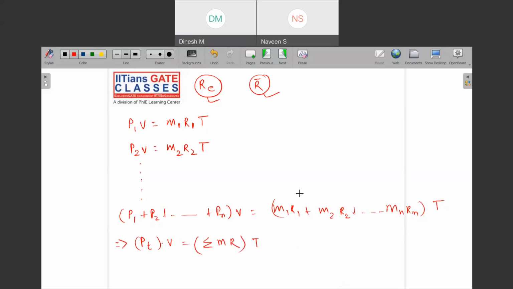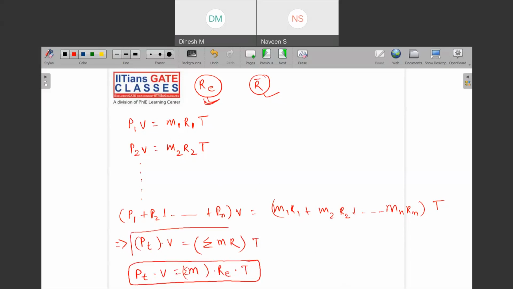And now let us write the whole gas equation, the mixture's equation, in terms of the equivalent characteristic gas constant. Then can I write that total pressure into volume is equal to total mass, the summation of mass, multiplied by R equivalent into T? Total pressure into volume is equal to summation of mass into R equivalent into T. This would look like this one only, right? So now we have two equations.